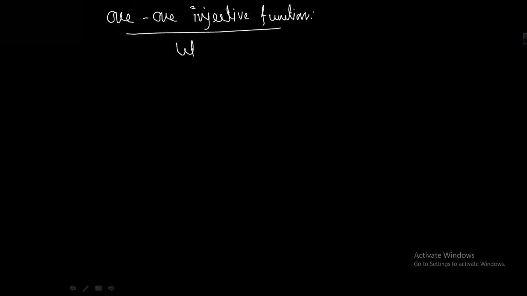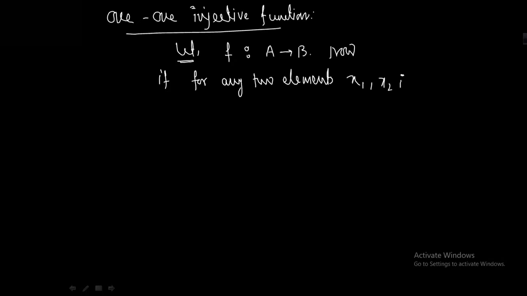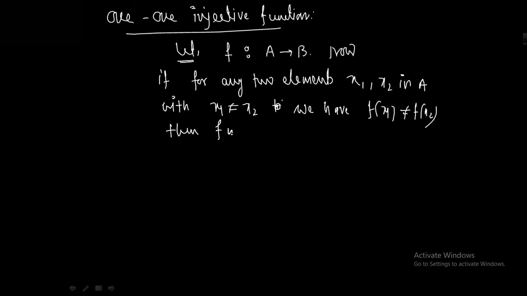What is one-one or injective function? Let f be a function from A to B. Now, if for any two elements x1, x2 in A, with x1 not equal to x2, we have f(x1) not equal to f(x2), then f is injective.